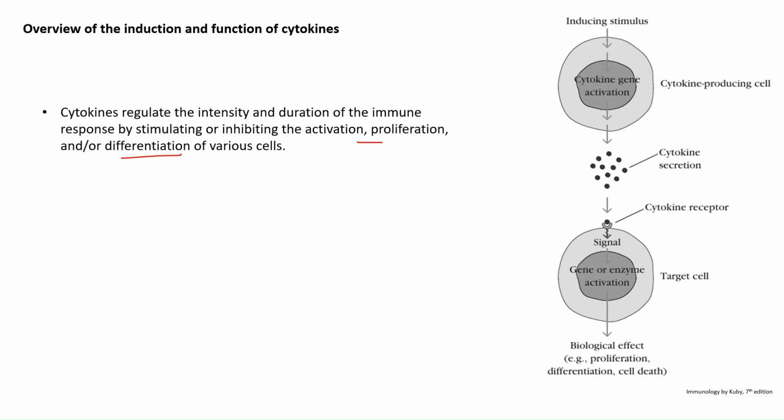So as you can see in this diagram, any cell that produces cytokines produces them when it gets any stimulus. Once it gets a stimulus, the cell becomes activated for the production of cytokines. So how does it become activated? The genes that are responsible for the production of that particular cytokine get expressed and the cell will release the cytokines. Now the cytokine is released in the environment and will bind to the receptor present on the target cell. Once the cytokine binds to the receptor present on the target cell, then in the target cell it can bring proliferation, differentiation or cell death.